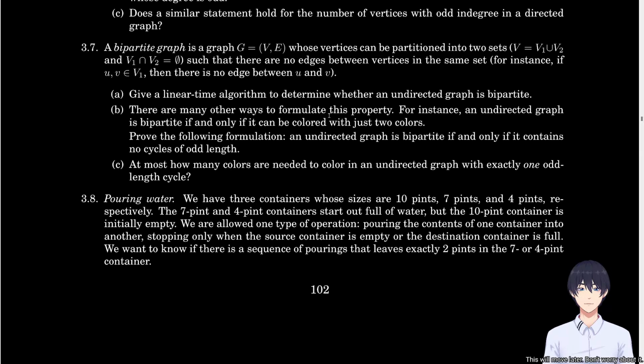There are many other ways to formulate this property. For instance, an undirected graph is bipartite if and only if it can be colored with just two colors. So if you do the coloring algorithm, and you say, hey, we can do this with two colors, then you say yes.